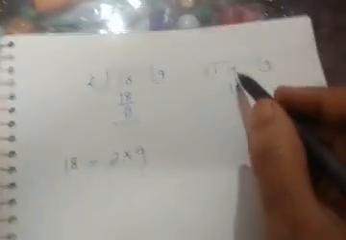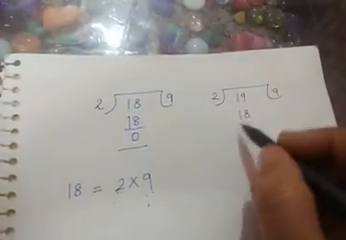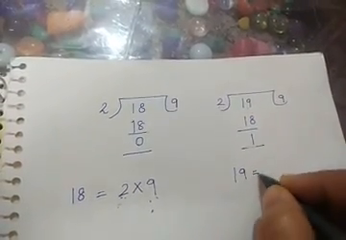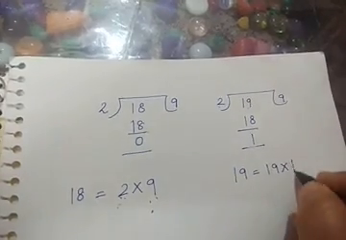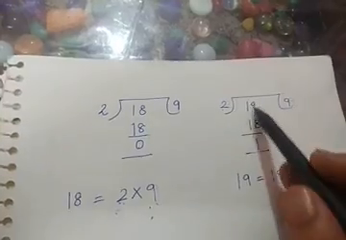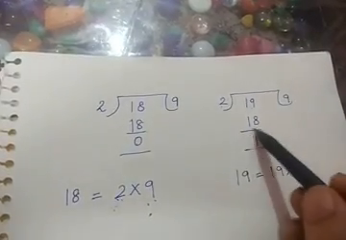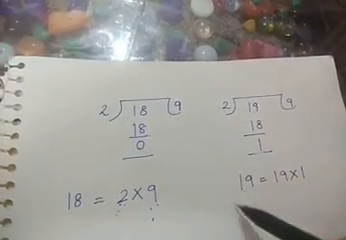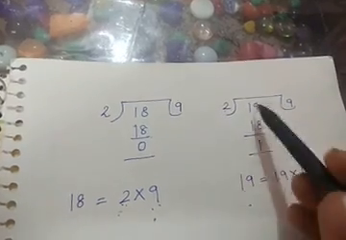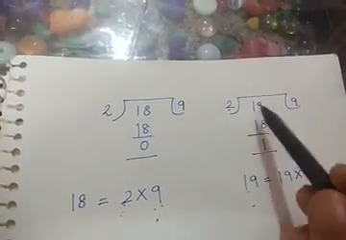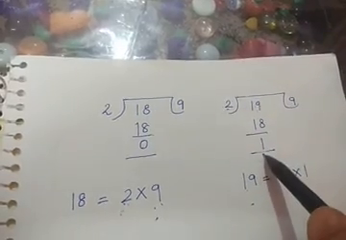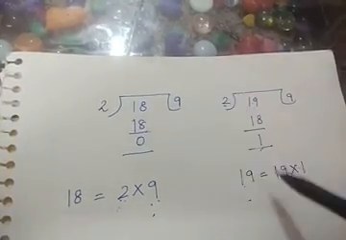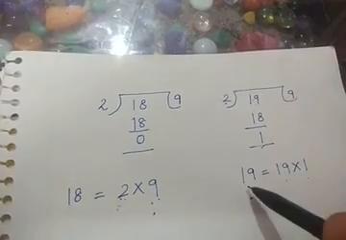Now, if we divide 19 by 2, then 2 nines are 18. What is the remainder? 1. Now, what is the factorization of 19? There is no other factor of 19, just 19 into 1. It means if you are not getting remainder 0, then this divisor is not a factor of this number. If we divide 19 by 2, we are getting remainder 1, so the divisor is not a factor of this number.